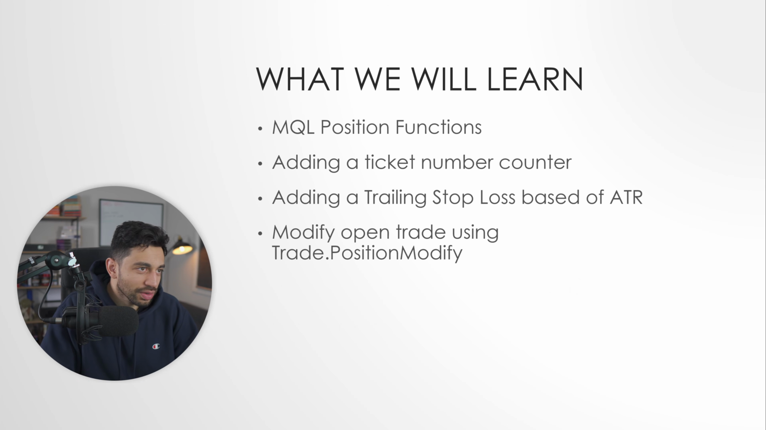So what are we going to be learning today? Well, today we are going to be, of course, learning MQL5 position functions, and then using those position functions, what we'll be able to do is add in a ticket number counter. We'll also be able to add in a trailing stop loss based off the same money management that we looked at last week, which is the ATR. And then, of course, we can modify our open trades using the trade.PositionModify function, again, within MQL5 or MetaTrader 5.